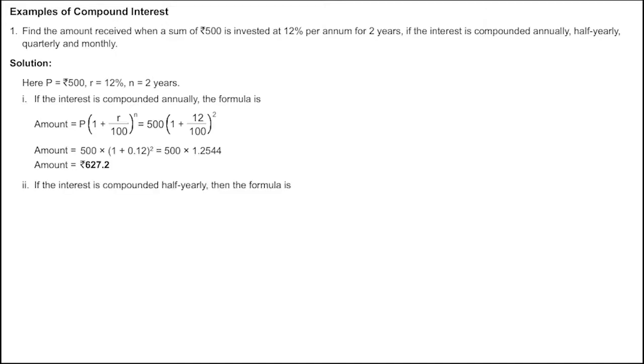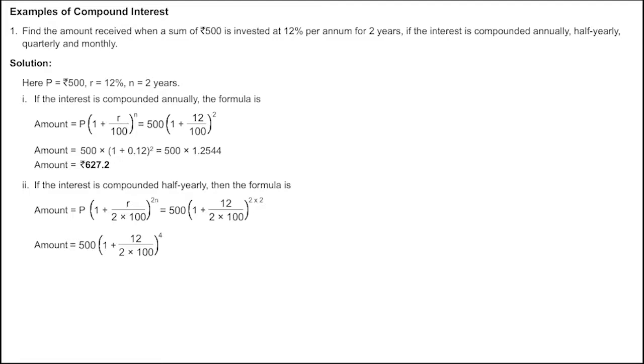Now let's see when the interest is compounded half yearly. So when the interest is compounded half yearly, how is the formula of amount given? Amount is equal to P into (1 plus R upon 2 into 100) whole raised to the power 2n. Now we know why we write 2. So what will be the amount? 500 into (1 plus 12 upon 2 into 100) whole raised to the power 2 into 2. That gives us 500 into (1 plus 12 upon 2 into 100) whole raised to the power 4.